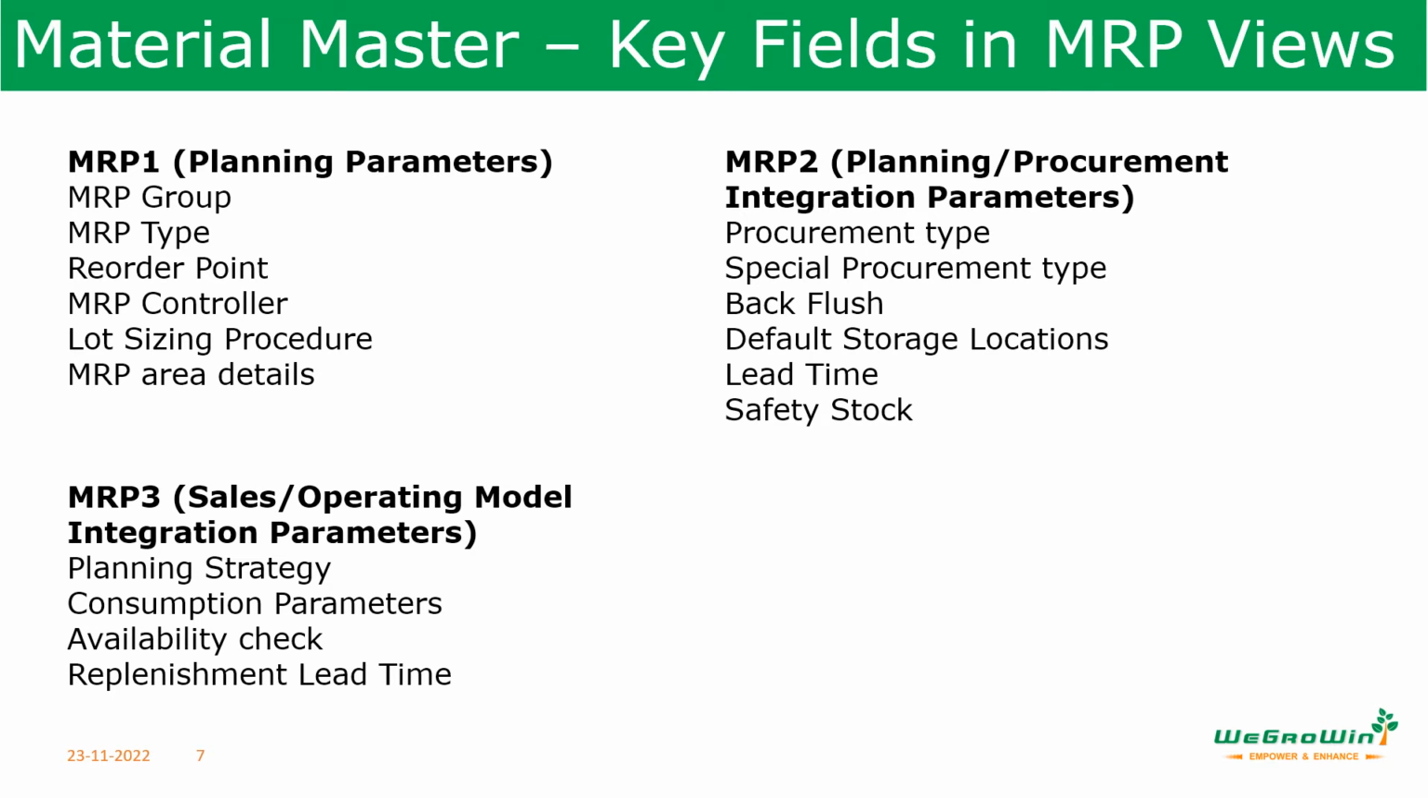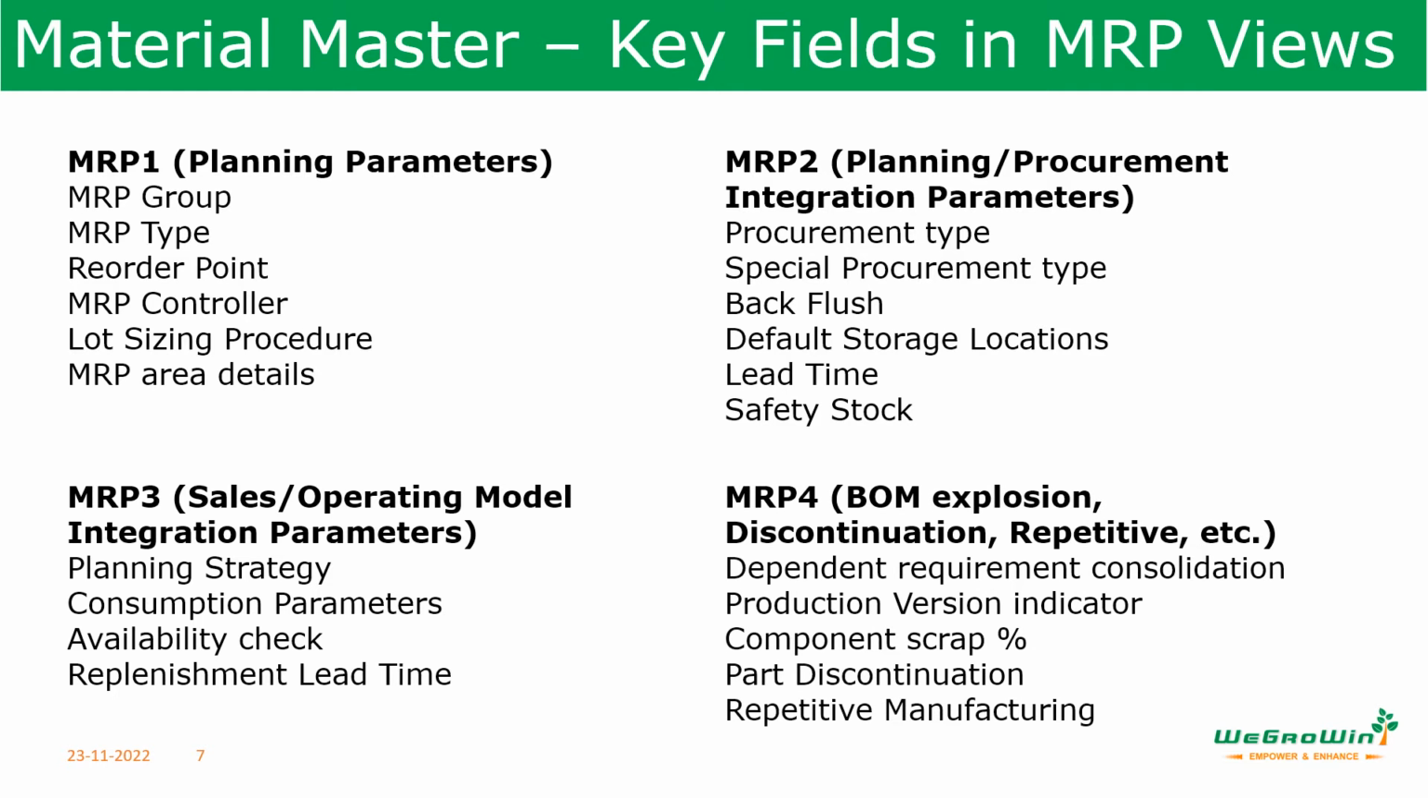In MRP3, we have the sales and operations related things like the planning strategy, how the plan has to be consumed, consumption details, availability check, and replenishment lead time. Those things are maintained. MRP4 has the manufacturing details like how the BOM has to be exploded, the production version indicator, component scrap definition, part discontinuation details, which is a replacement component, and the repetitive manufacturing concepts.